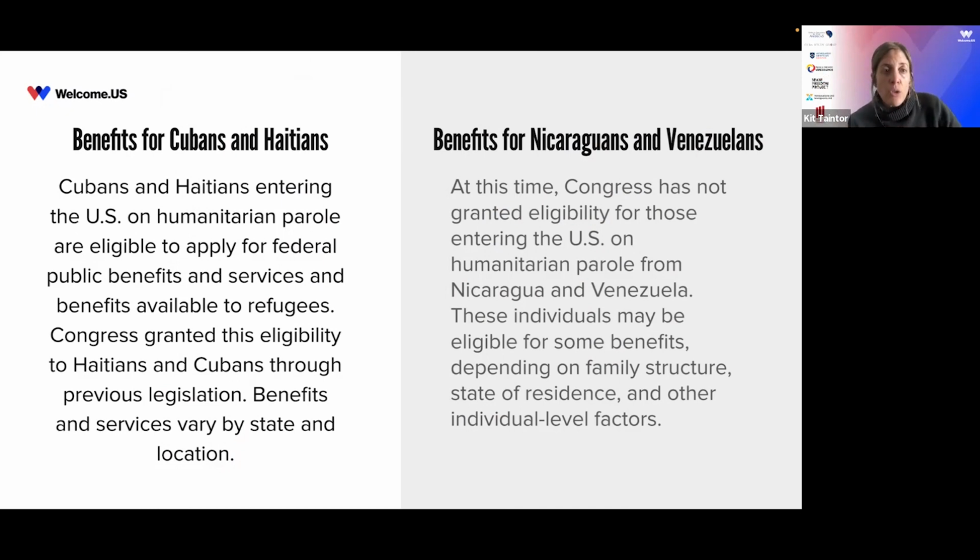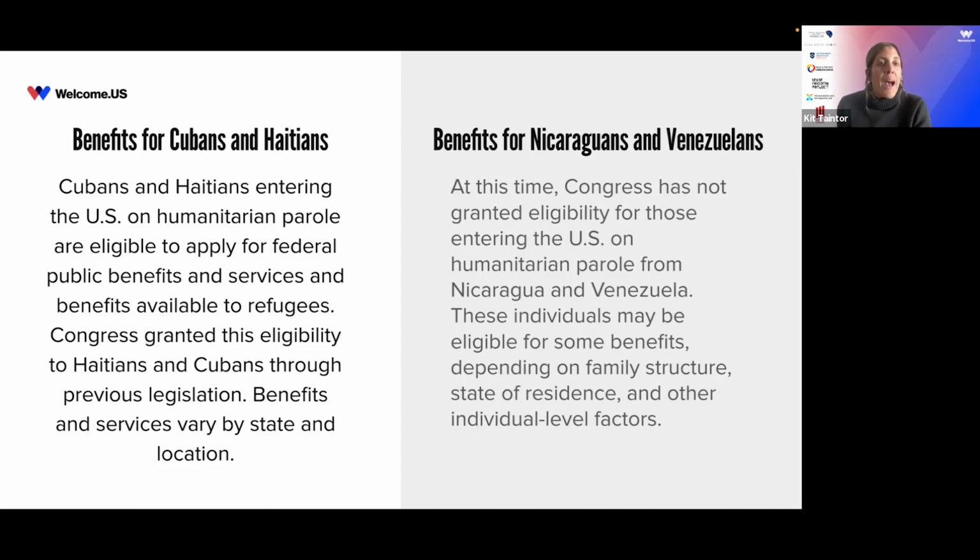Cubans and Haitians entering the US on humanitarian parole are eligible to apply for all public benefits and refugee services. So Congress granted this eligibility to these particular populations, Cubans and Haitians, through legislation in previous years. It's really important to recognize that even though Cubans and Haitians are eligible for all these public benefits and for refugee services, it does vary by state and location. So if you think back to those guidance documents that I showed you earlier about connecting with state and local resources, it's really good to peruse those, use those links within the documents, and find out more about what's available in your state.